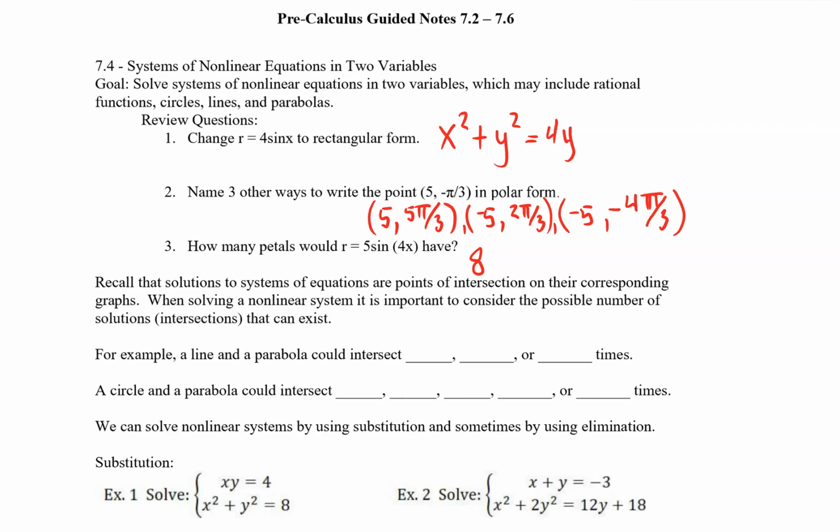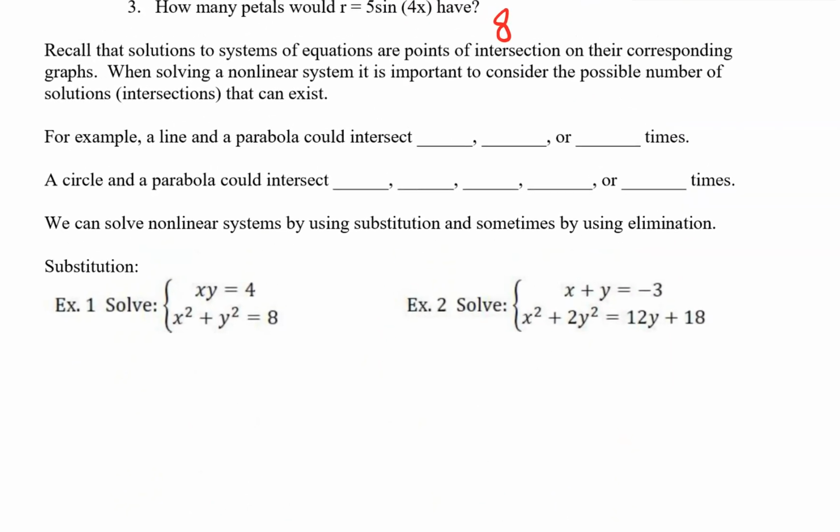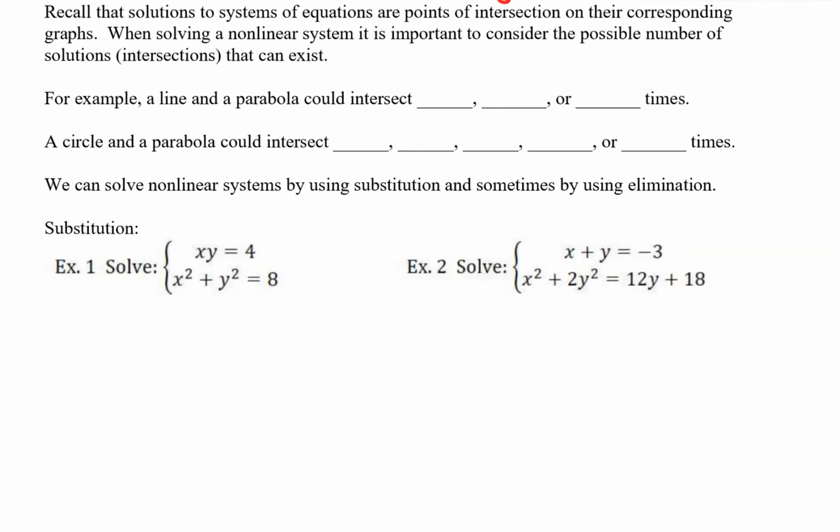Let's take a look at what we're doing today. So recall that solutions to systems of equations are points of intersection on their corresponding graphs. When solving a nonlinear system, it is important to consider the possible number of solutions or intersections that can exist. For example, if you have a line and a parabola, well then you could intersect at 0 points because they could not touch, or you could intersect at one place in particular because it's tangent to the parabola, or you could cross the thing twice, so there should be 2 times.